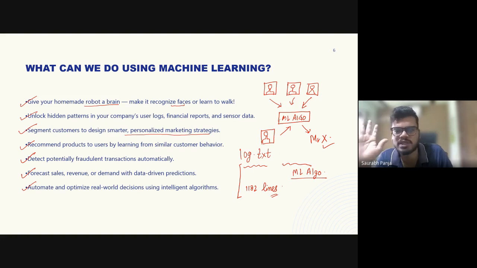And somehow I am pretty sure Instagram knows that we four do a bootcamp every weekend. So if we three are liking something related to data science, there is a very high possibility that Disha would like it. So that's a very small example of machine learning that we are doing. So it's not something that is fine-tuned on our end. We are creating models that will do this for us. Okay, detect potentially fraudulent transactions automatically, forecast sales revenue or demand with data-driven prediction, automate and optimize real-world decisions using intelligent algorithms.